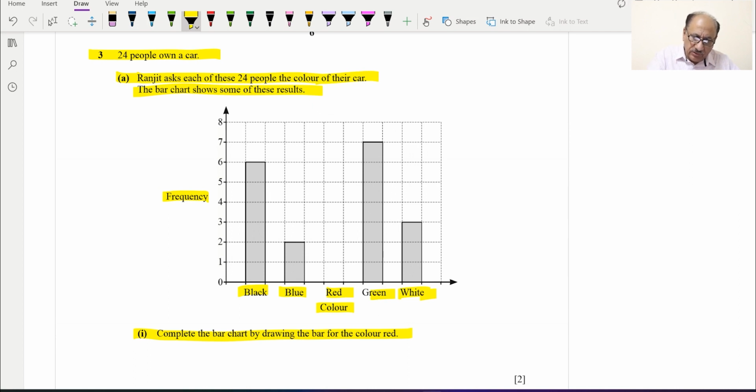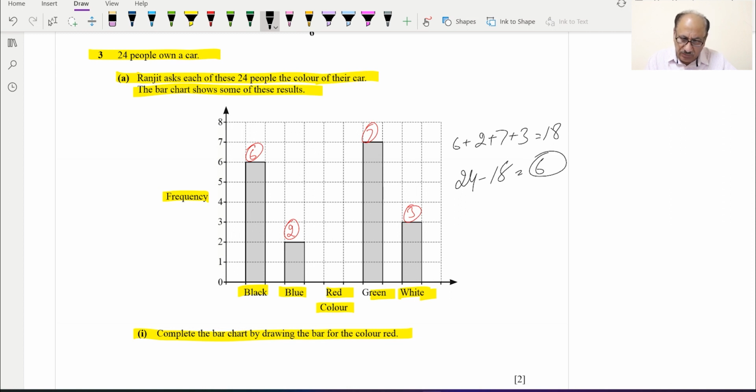So we will be checking: for black, frequency is 6. For blue, frequency is 2. For green, it's 7. For white, it's 3. So if we add the frequencies, it will be 6 plus 2 plus 7 plus 3, so it will be 18. So 24 minus 18 will be equal to 6.